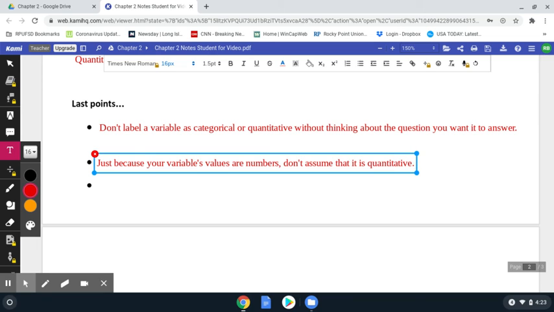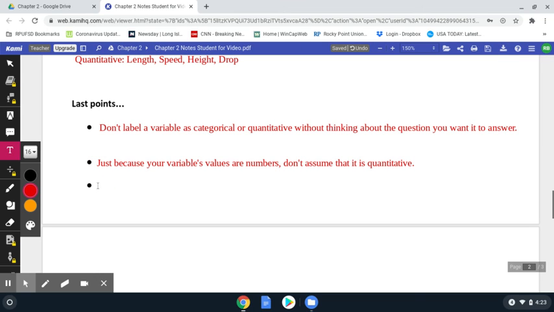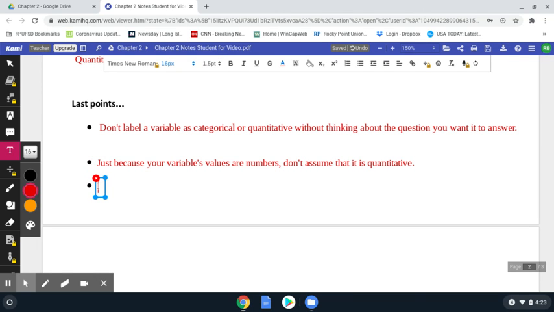And a good example of that would be a ranking, right? If we had a ranking associated, let's say the top 10 movies of 2019, they would be associated with a number from 1 through 10. But those aren't quantitative numbers, okay? They're categorical. They're a ranking.